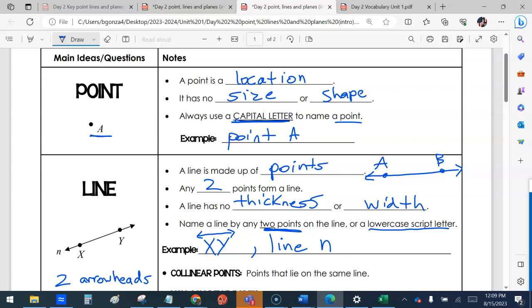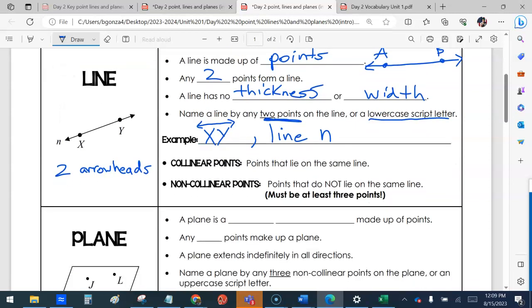So I want to make sure this is clear. N is not a point because there's no dot next to it and because it's that weird font. Okay, so we're done with line. Let's talk about plane.